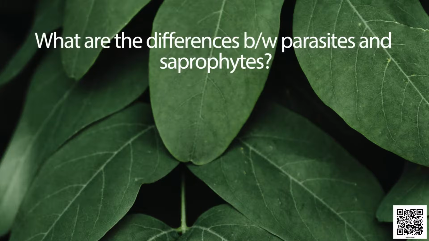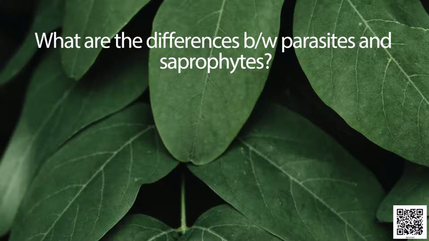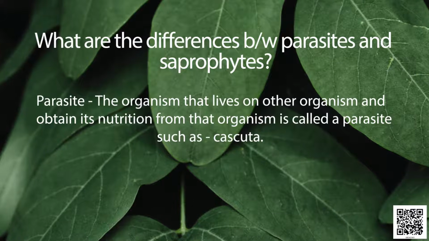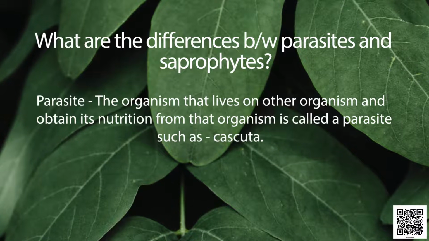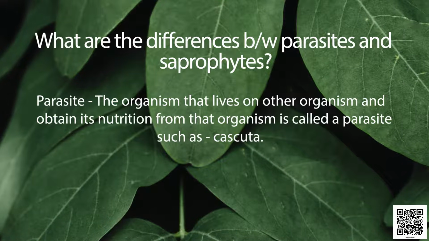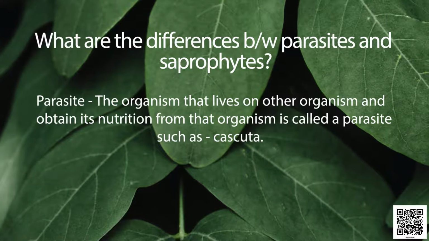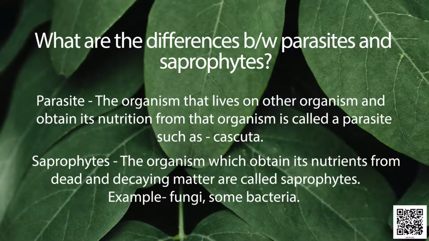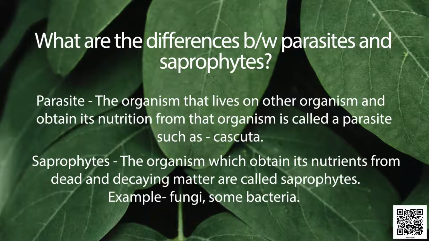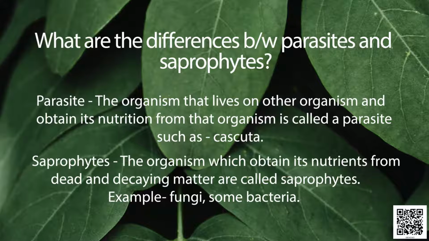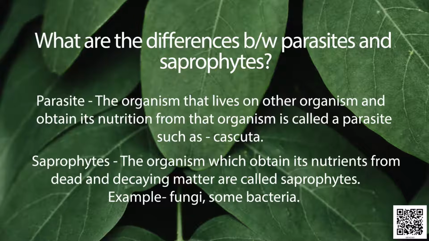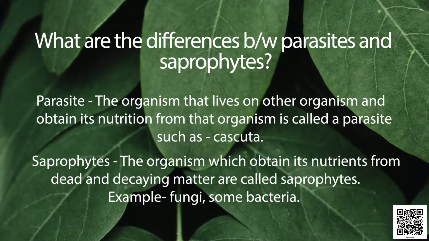What are the differences between parasites and saprophytes? Parasite: the organism that lives on other organisms and obtains its nutrition from that organism is called a parasite, such as cuscuta. Saprophyte: the organisms which obtain their nutrients from dead and decaying matter are called saprophytes. Example, fungi and some bacteria.